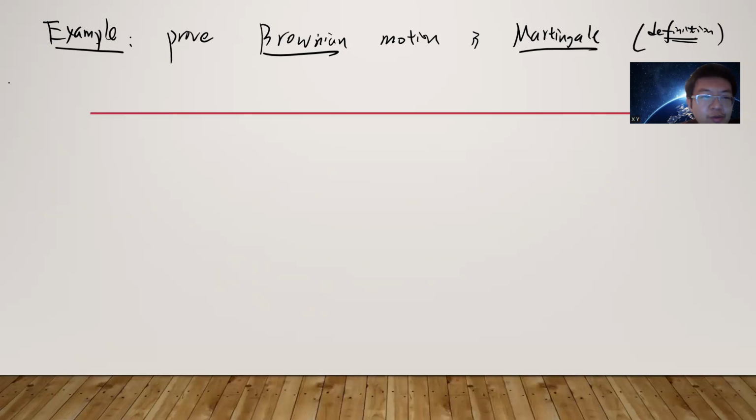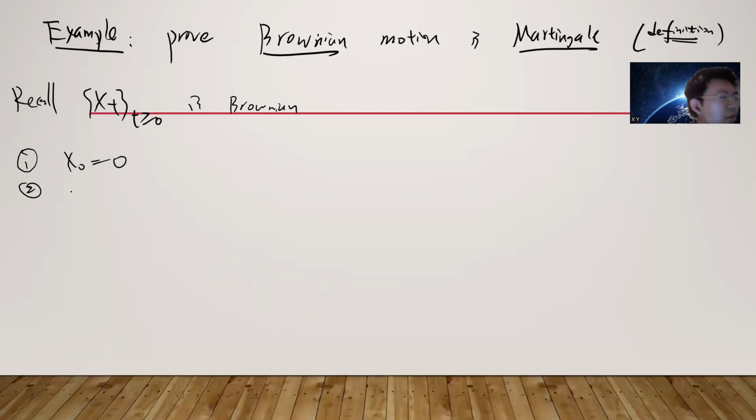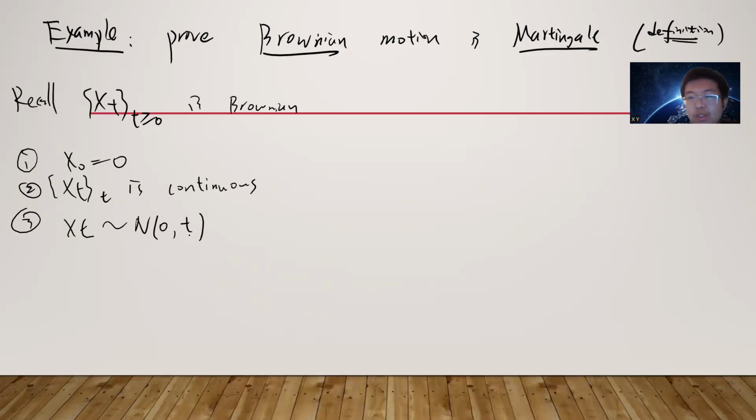If your definition is not good, then you develop some theorem to help you prove something hard. Let me quickly recall Brownian motion. Let's say X_t is Brownian if, first, X_0 starts from 0; second, it's continuous in t; and third, you require that X_t is N(0, t), a Gaussian variable with variance t.